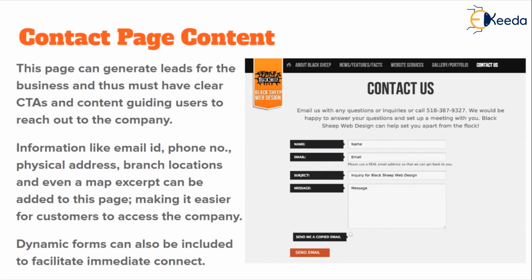Then you have your contact page, and this page can generate leads for the business, as we discussed earlier, and thus must have clear call to actions and content guiding users to reach out to the company. Information like email ID, phone number, physical address, branch locations, even a map excerpt can be added to this page, making it easier for customers to access the company. Dynamic forms can also be included to facilitate immediate connect, which you can see here in this example. The company Black Sheep Web Design has created a dynamic form on their contact us page.